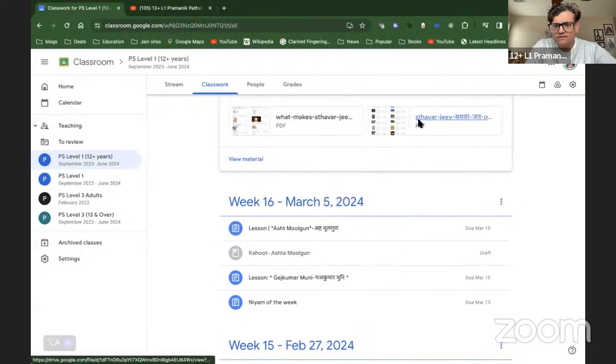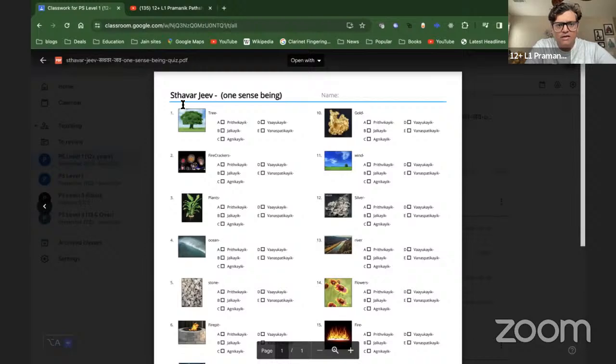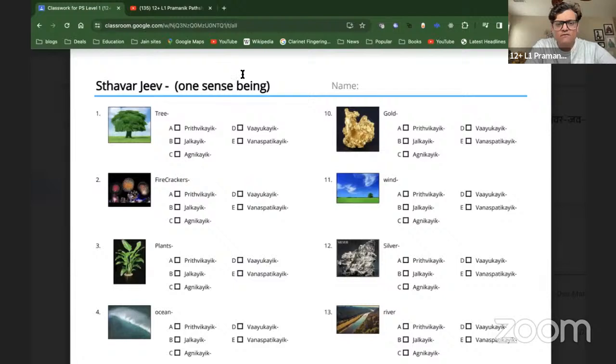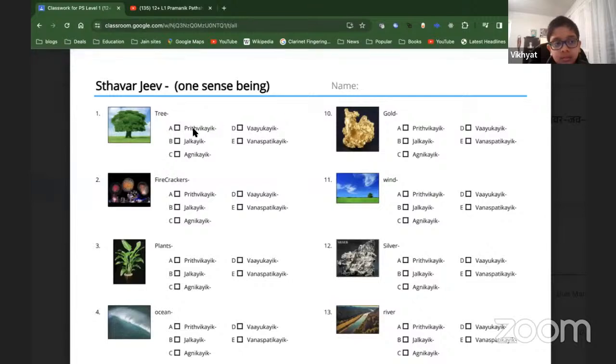Okay, Sthavar Jeeves. Let's look at this. Now you have to define. Sthawar Jeeves are one sense beings, correct? Like how Samyak in a way defined them. He defined them as five sense, but they are not. Sthawars are the opposite of it. They are only one sense, and that is the sense of touch. Remember that? Touch, taste, smell, seeing, and hearing. Out of these five, which one? I have kind of hinted at that in my talk a few minutes back.